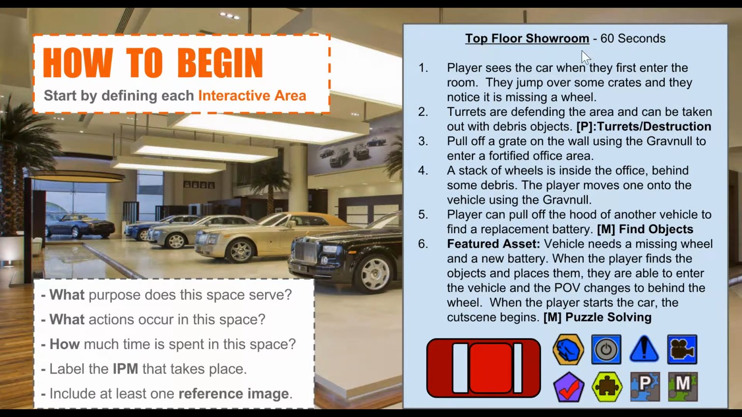Right, so here this shows the name of the interactive space, the overall time that I'm expecting the player to spend in that space. And then here is a list of all of the interactions, specific setups that the player interacts with throughout this area, right?